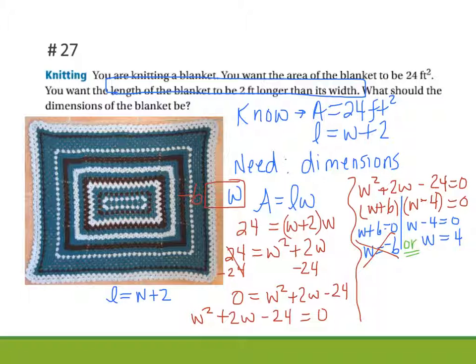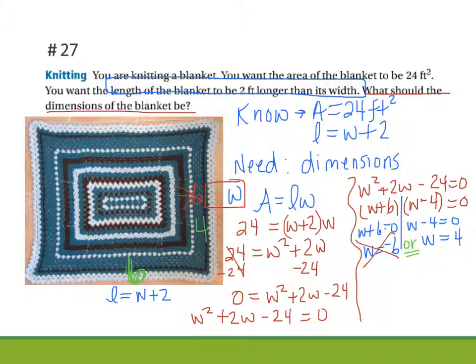Well, what about W equals 4? Would that be a potential solution? Well, if W equals 4, then the dimensions of the rectangle would be 4 by 6, because 4 plus 2 is 6. Oh, let's make sure that's a 6. And does that make sense? Yes, that makes sense.